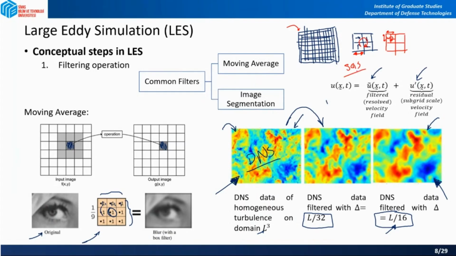For these smaller scales, you don't resolve them, but you model them, and you call them subgrid scale. Subgrid means it is smaller than one grid. The scale is smaller than one grid, so you have to model it. That's the first conceptual step in LES, and we said that it is a filtering operation. So you do filtering just like you do filtering on images in MATLAB and everything.